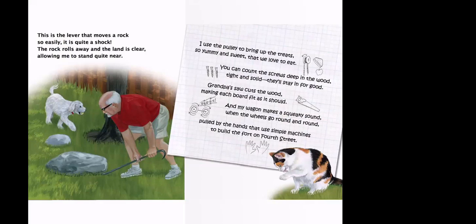We'll see. I use the pulley to bring up the treats so yummy and sweet that we love to eat. You can count the screws deep in the wood. Tight and solid, they'll stay in for good. Grandpa's saw cuts the wood, making each board fit as it should. And my wagon wheel makes a squeaky sound when the wheels go round and round, pulled by the hands that use simple machines to build the fort on 4th Street.